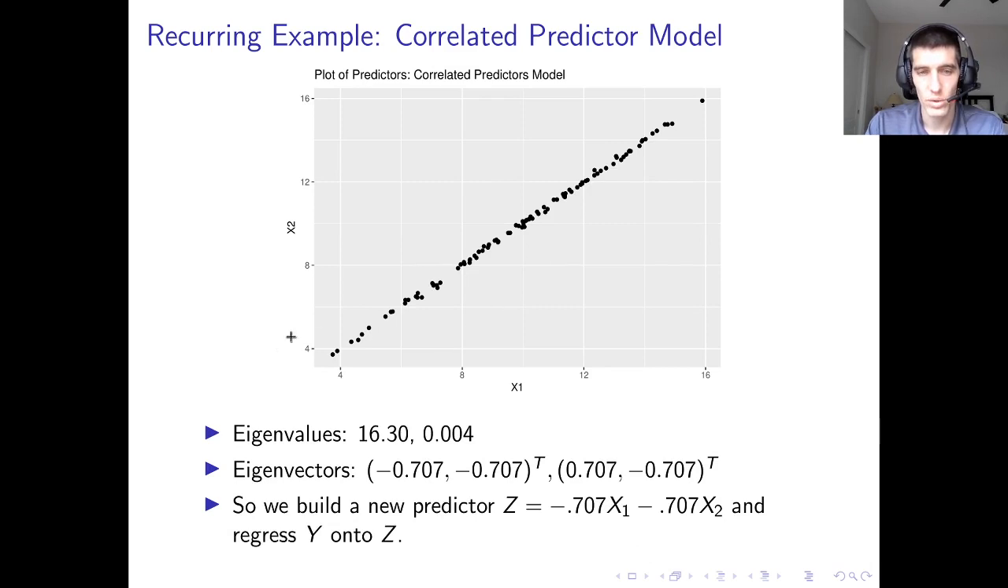Okay, so how this actually happens: we build a new predictor Z, which is the linear combination of predictors according to that first eigenvector. So here's the new predictor. And then we would regress y, our response variable, onto this new predictor Z, which we formed by taking the linear combination of old predictors according to that eigenvector that we want to keep. Okay?